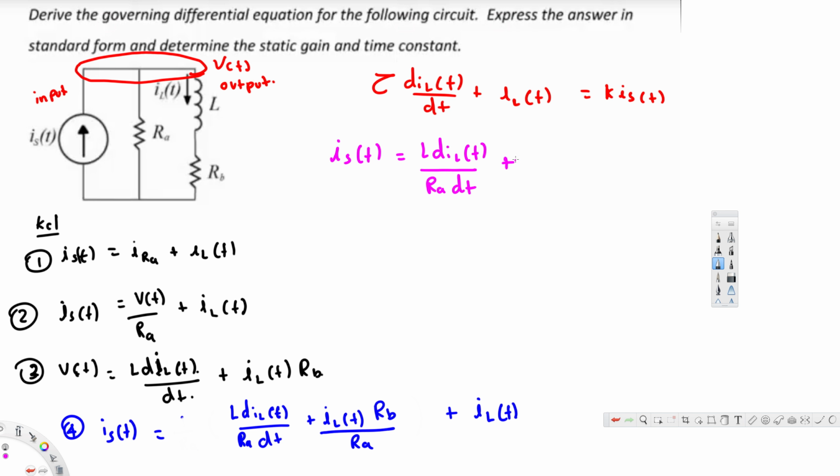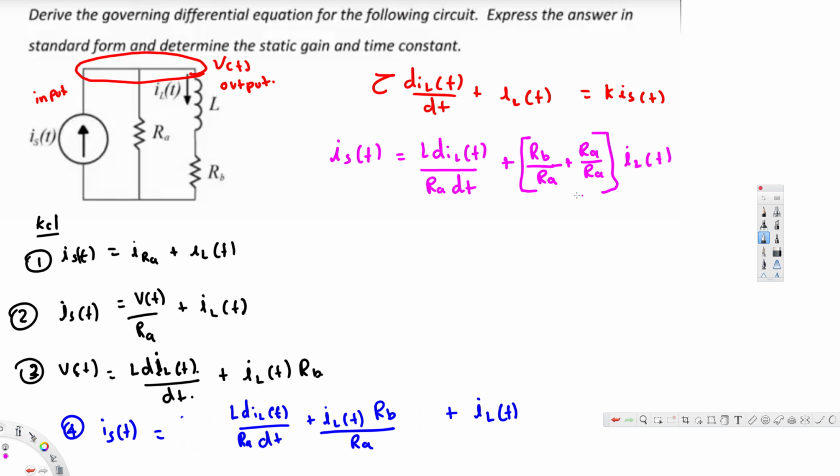I'm going to combine these two together. First one is RB over RA IL of t, and the other one is just 1. So 1, I can replace that one with RA over RA. RA over RA is basically 1. I am writing like this because if I write like this, I can combine these two together. Okay, so this one is multiplied by IL of t, and here we can take RA as a common denominator. It's already the same common denominator, so we can add them together.